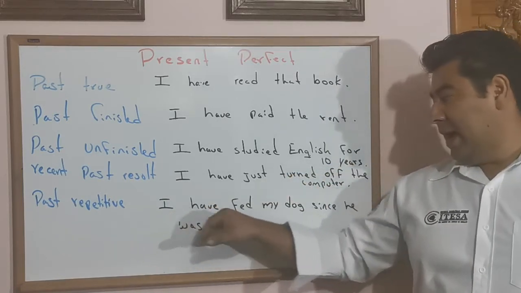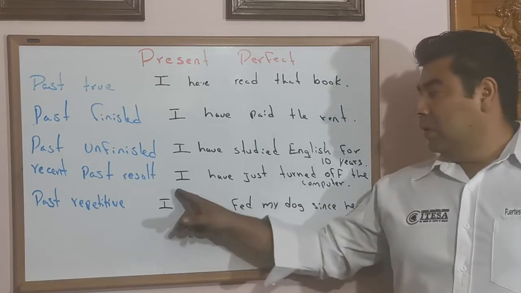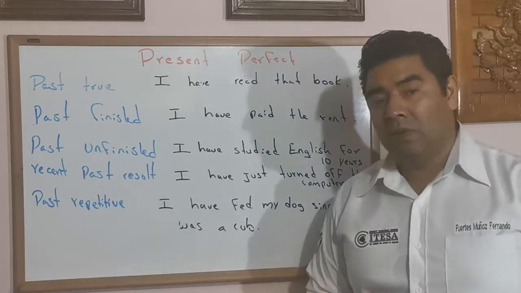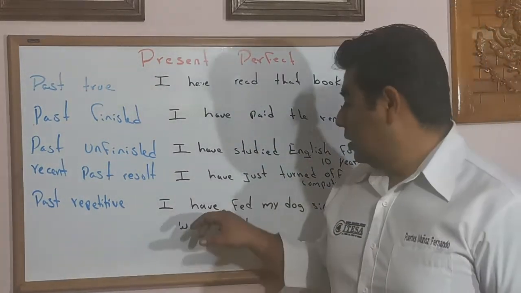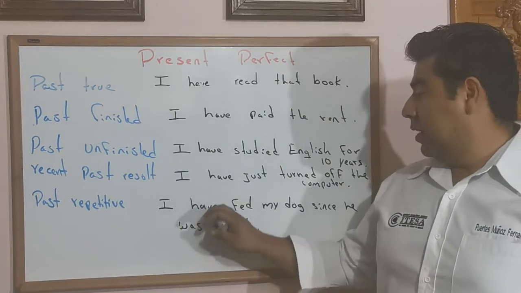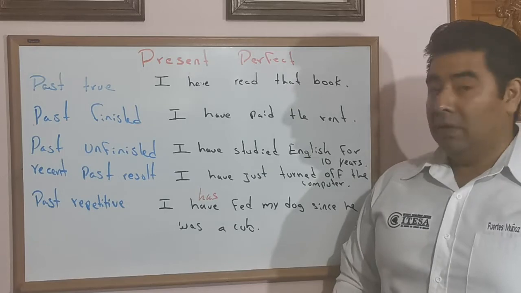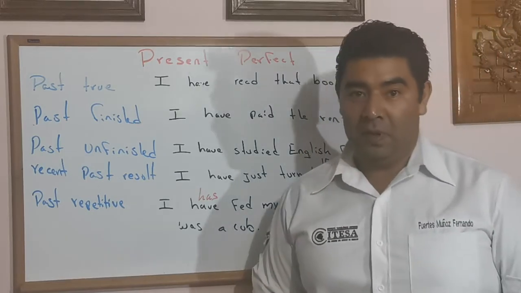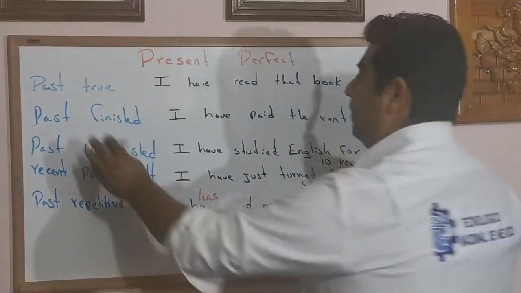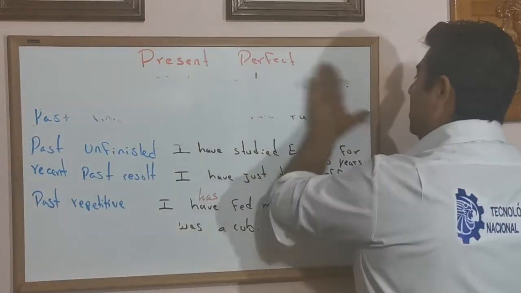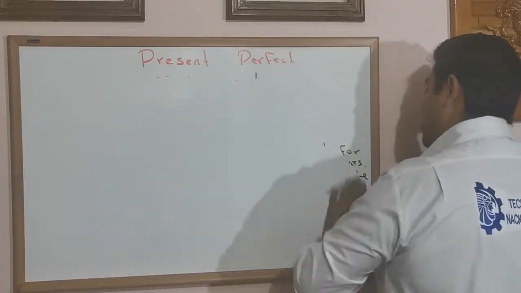And my mother has fed my dog since he was a cat. Lo único que cambiaría en este caso, por ser una tercera persona, que sería my mother, es en lugar de have, voy a utilizar has. Right? And that's pretty much it about the form. Yeah? So I'm gonna explain to you the three forms of this, the present perfect. So in affirmative, in negative, and interrogative.